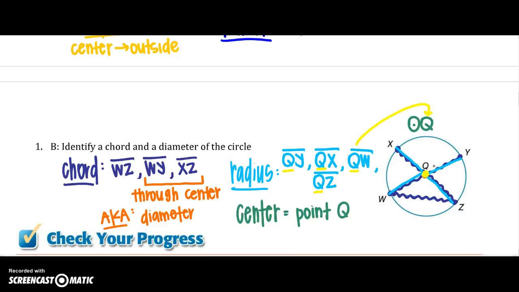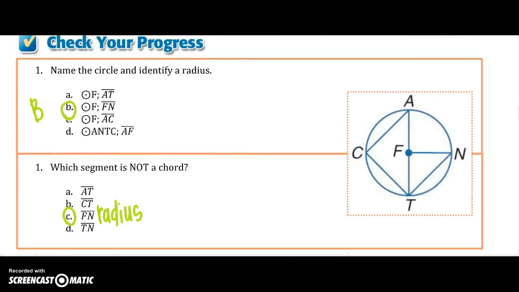Alright, go ahead and stop this video and try your next two checkpoints. Here are your answers to those two checkpoints.